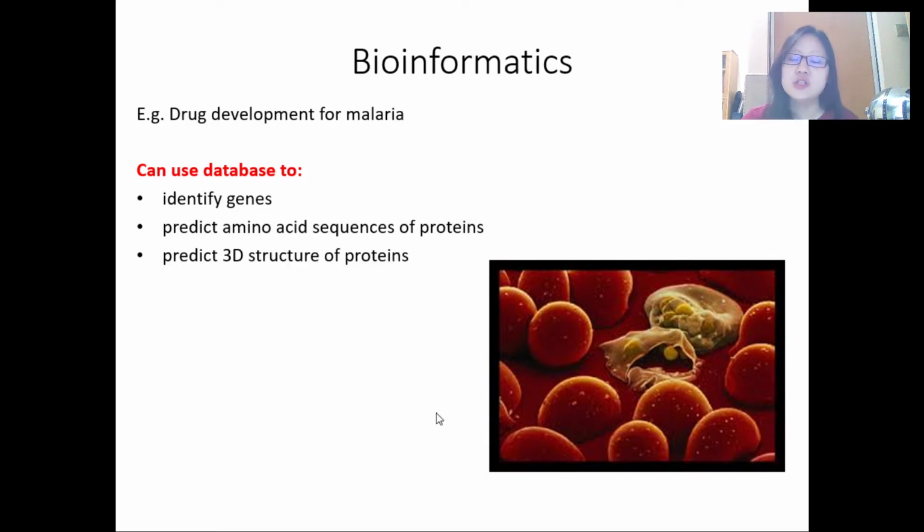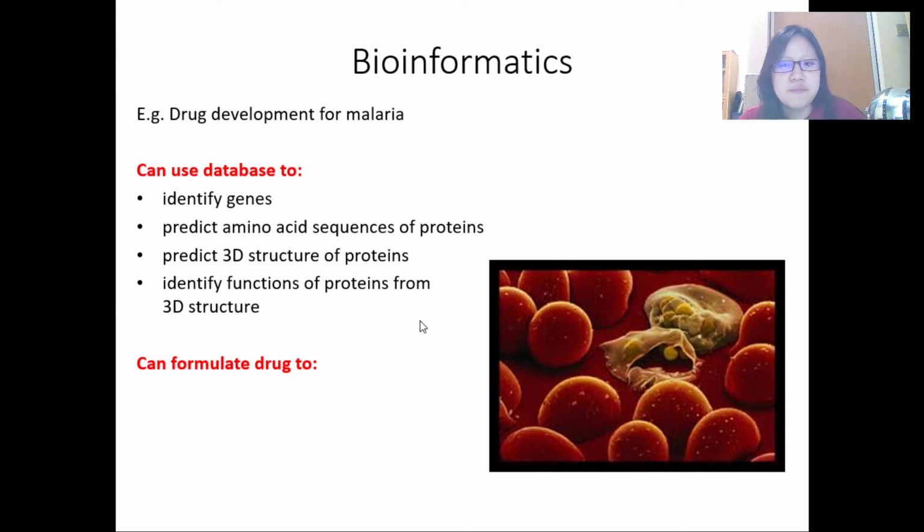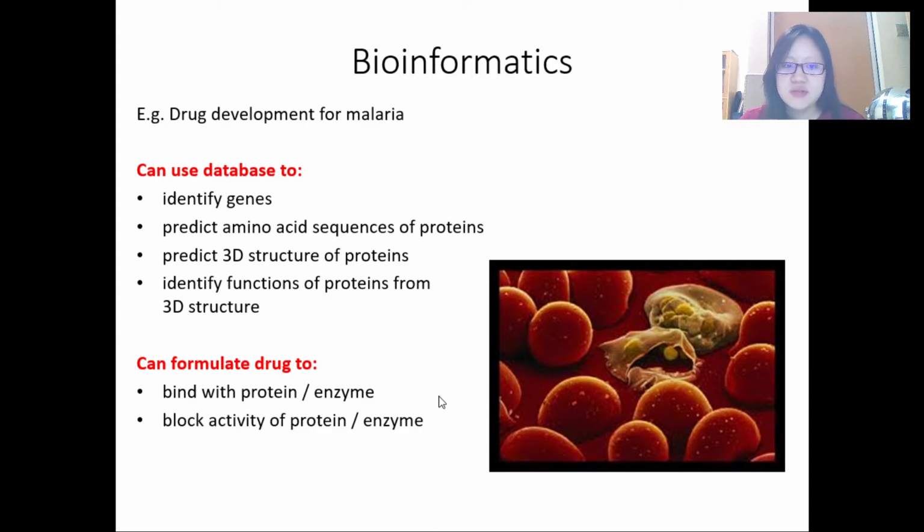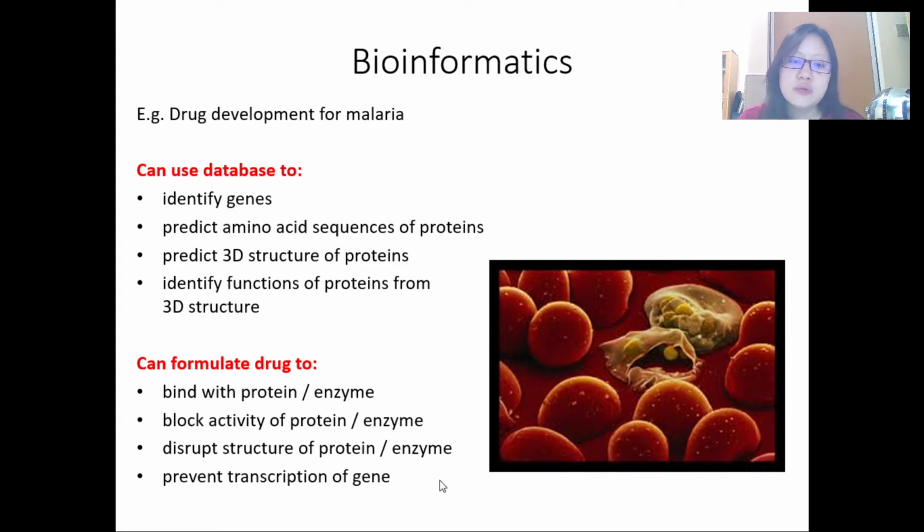You can predict the 3D structure of proteins in Plasmodium and identify functions of proteins from the 3D structure through computer software, okay? And if you can do all these for Plasmodium, then you can formulate drugs to target that particular protein or enzyme which is most suitable. You can block the activity of the protein enzyme, and maybe that would block the pathogen Plasmodium from doing whatever it does. And maybe we can develop drugs to disrupt the structure of the protein enzyme or even prevent the transcription of the gene coding for that protein in the first place.